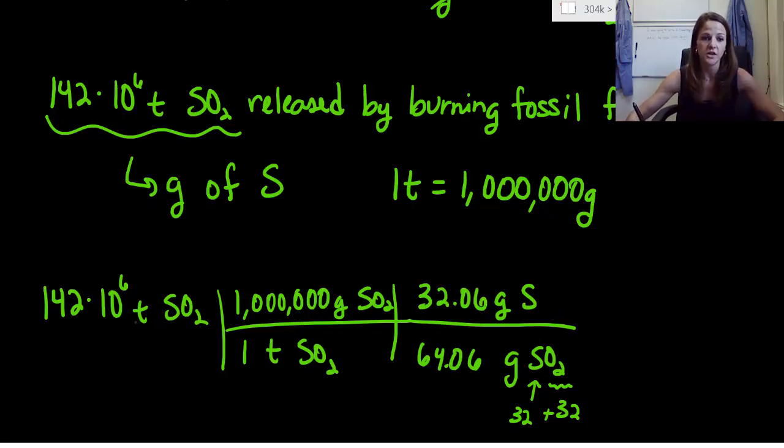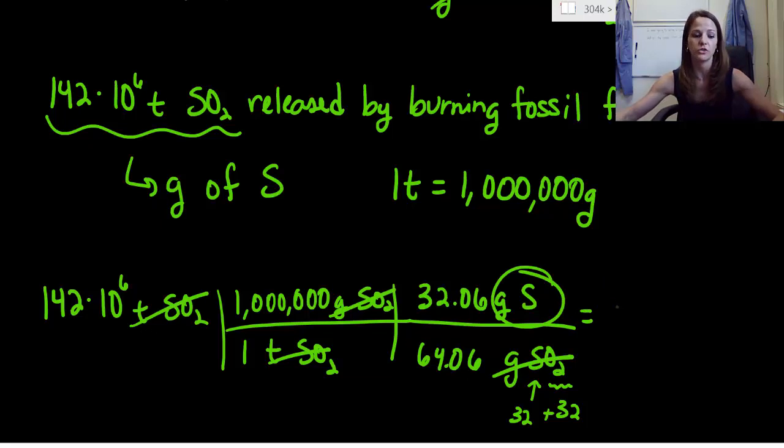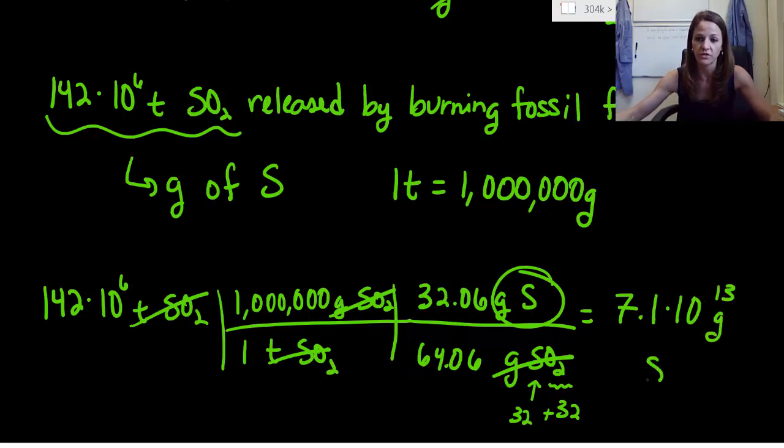So now let's check our units. Tons of sulfur dioxide cancels out with tons of sulfur dioxide. Grams of sulfur dioxide cancels out with grams of sulfur dioxide. We're left in grams of sulfur, which is what we're trying to get. If we multiply this all together, so 142 times 10 to the 6 times 1 million times 32 divided by 64, we get 7.1 times 10 to the 13th grams of sulfur. Great job, guys.